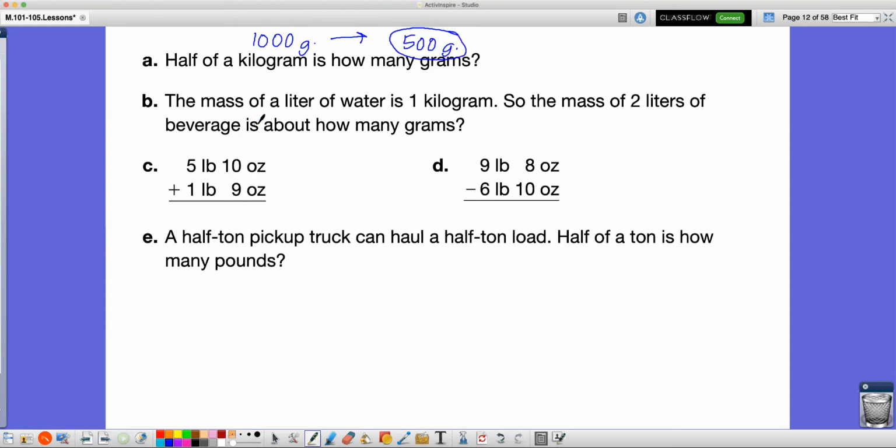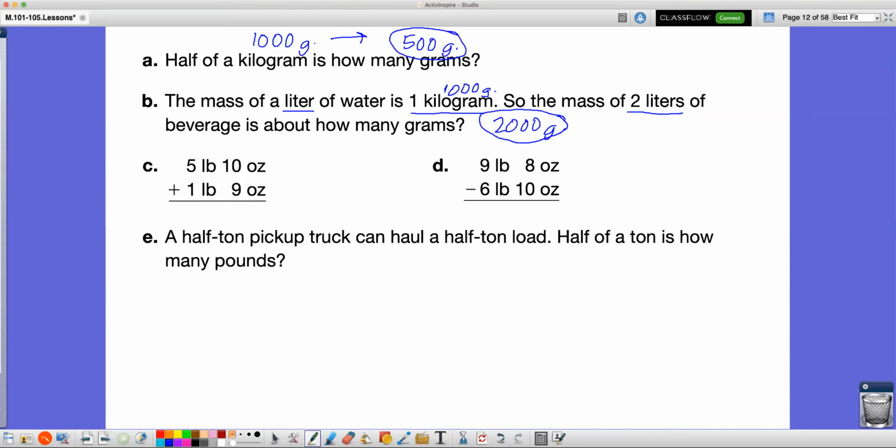Letter B, the mass of a liter of water is 1 kilogram. So the mass of 2 liters of beverage is about how many grams? So this is 1 liter equals 1 kilogram. So we just have to multiply that by 2. You see that this would be 1,000 grams. 1 kilogram is the same as 1,000 grams again. So that means in this case it equals 2,000 grams. And actually, grams doesn't need a period after it.